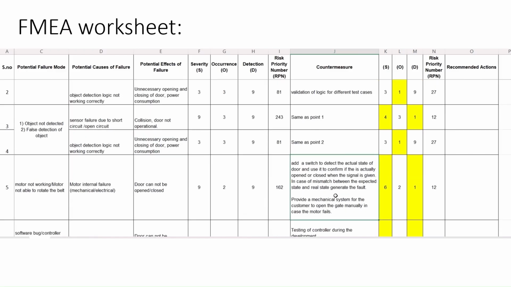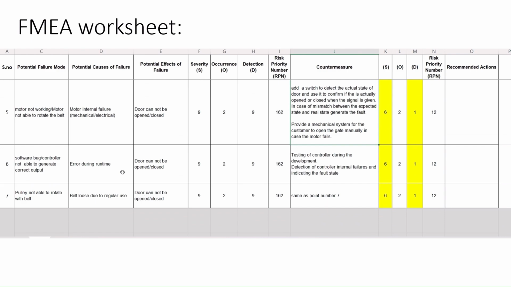So here again, since the door won't be operable via motor, we will provide a mechanical system as well. For example, if the door cannot be opened automatically, the user can use this mechanical mechanism to open the door when needed. So the severity of the door not being opened and collision such things will get reduced as it can be opened mechanically. And the detection again will be reduced to 1 since we have already implemented the switches. So for this case also the RPN has reduced significantly and the severity and detection has improved.